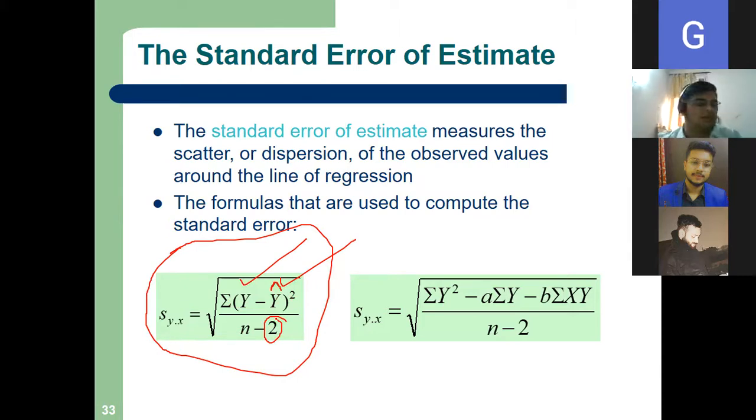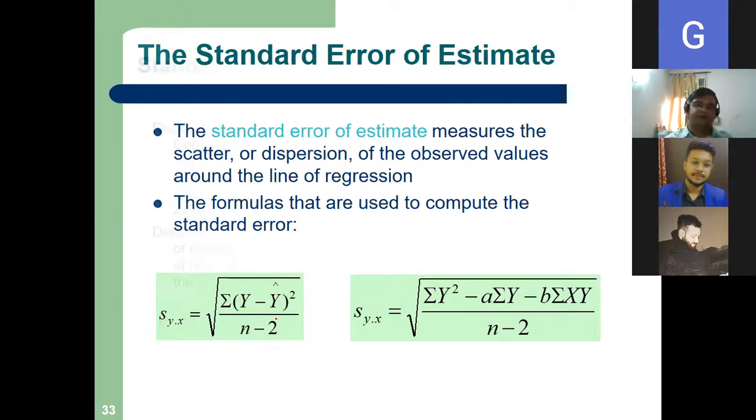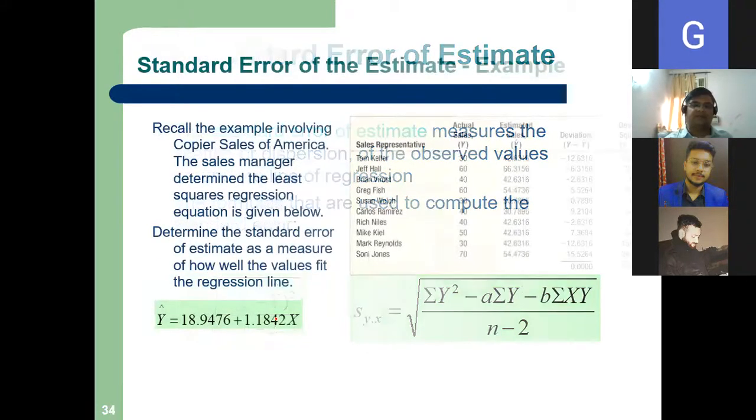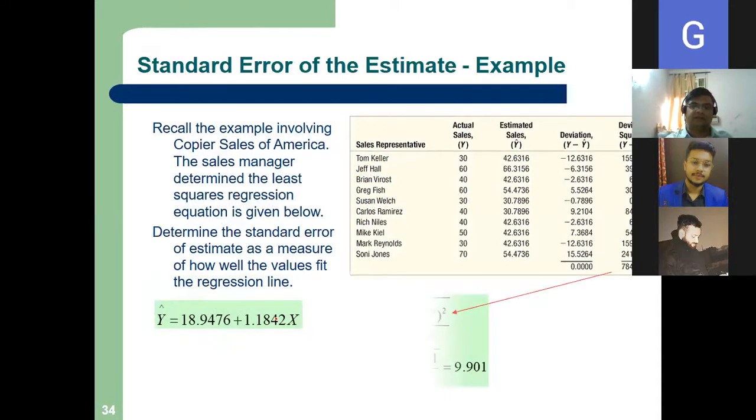So can we calculate the standard error of estimate in our case? Very simple, let us calculate. Is the concept clear? It measures the scatteredness or dispersion of the observed values from the line of regression. How scattered the points are. So let us calculate the standard error of estimate with the same equation.